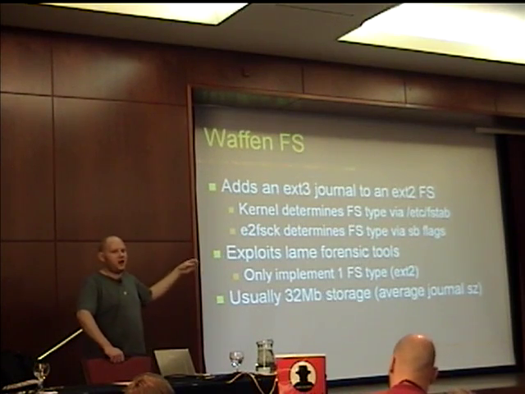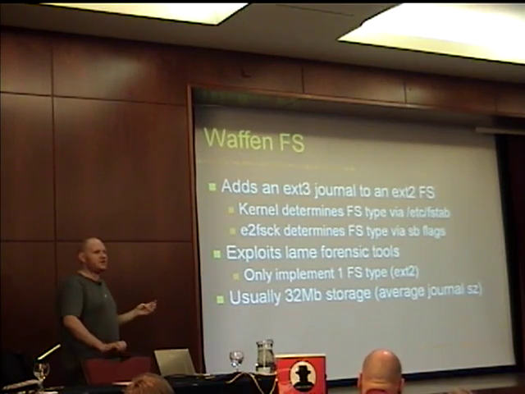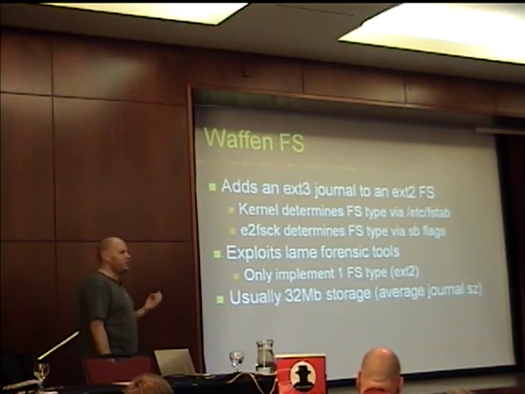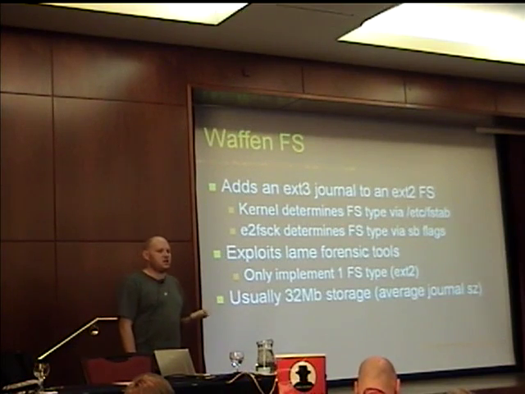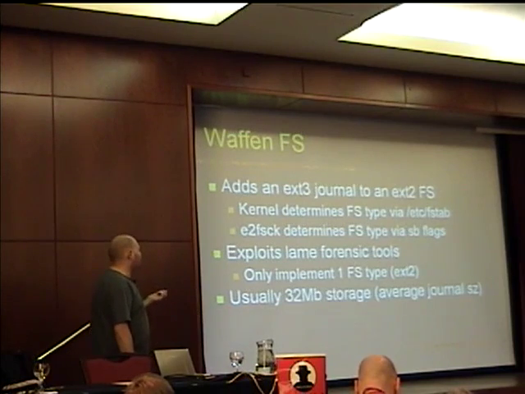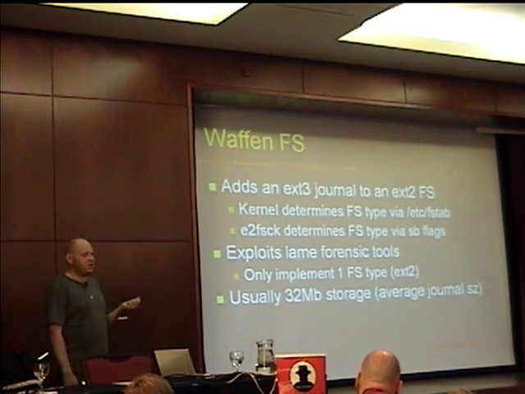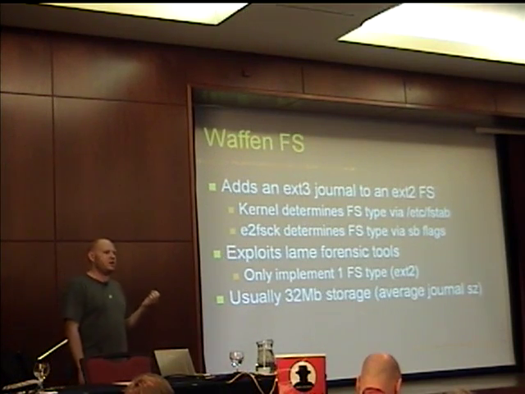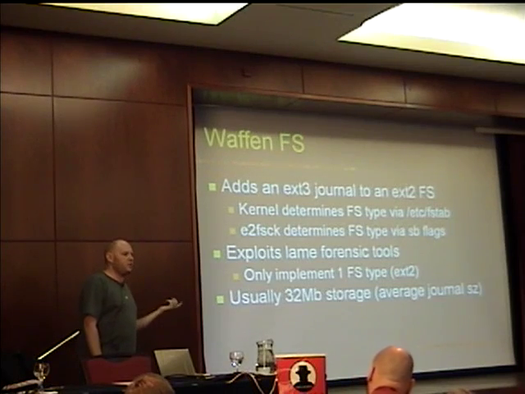That means that our journal file will not be updated. It will not actually be accessed by the kernel. It will simply be an invisible file that we can do data storage in. This allows us to exploit forensics tools, because forensics tools make the claim that they support EXT3, when in fact they support EXT2.